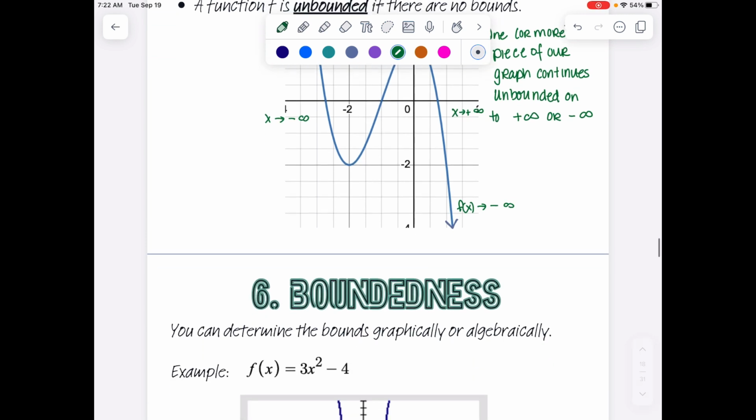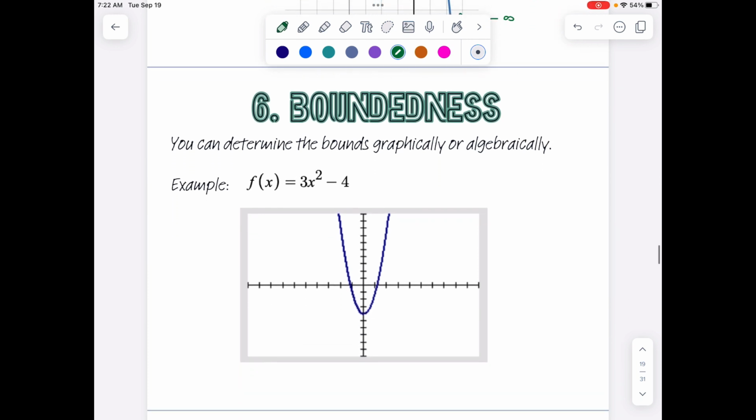Okay, let's take a look at an example here. This is the last piece I'm going to talk to you about, and then tomorrow we'll get into symmetry. When we talk about boundedness again, here's our picture. Determine the bounds graphically or algebraically.